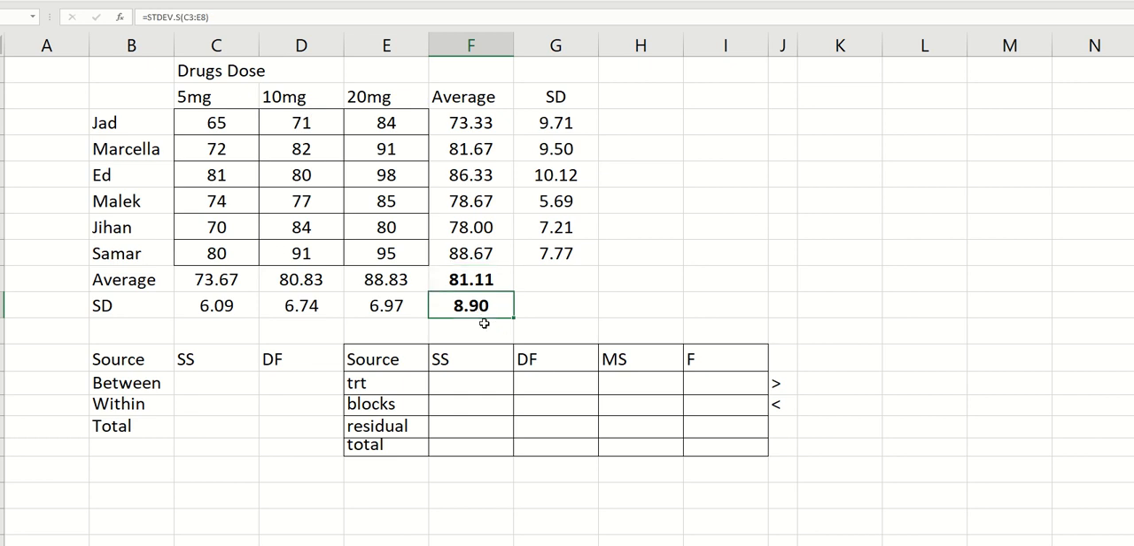Okay. Now, how do you go about testing the hypothesis? I will show what is the research question. The research question is: is there evidence suggesting that the average fasting blood sugar is different between the three doses of the drug? Step number one is setting your null hypothesis. Mean fasting blood sugar for 5 milligram dose equals mean fasting blood sugar for the 10 milligram equals the 20 milligram. The alternative hypothesis, they're not equal.